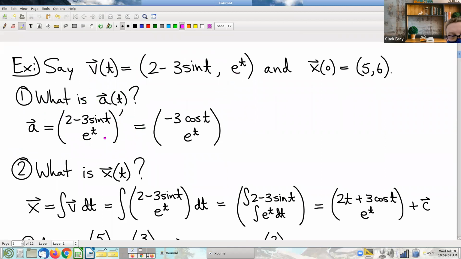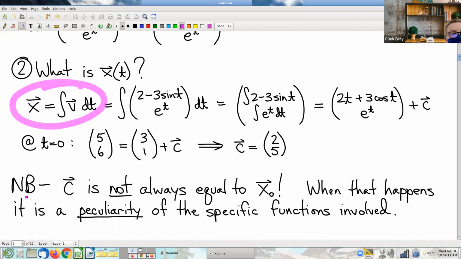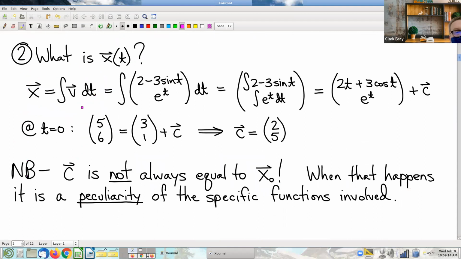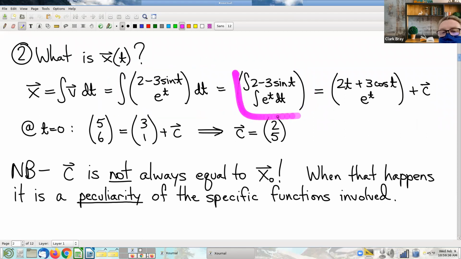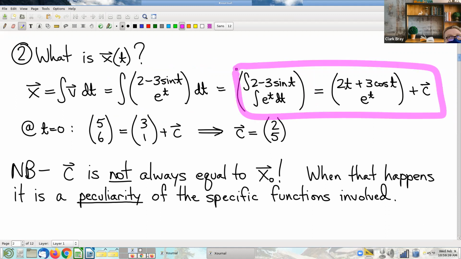What is position? Well, position is the antiderivative of velocity. Right, so antiderivative of velocity, antiderivative of that vector valued function. Hope it comes as no surprise. You take antiderivatives one term at a time, or one coordinate at a time, just like you take derivatives one coordinate at a time. So easy antiderivatives. Don't forget, of course, when you take antiderivatives, you get an integration constant. Right?